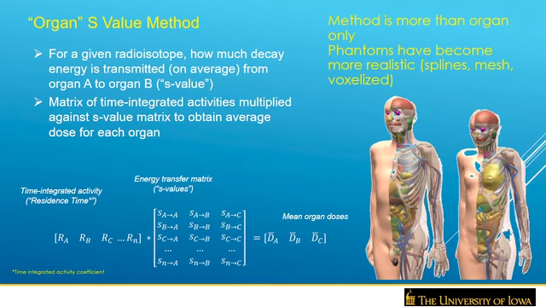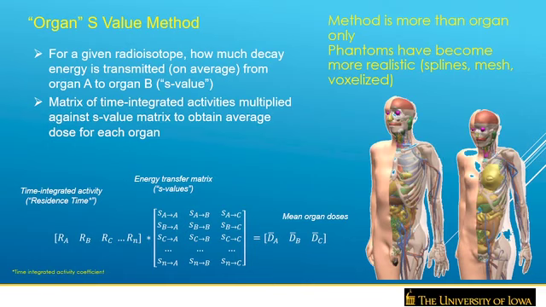And the other thing I want to show you here is that the phantoms used for these calculations have evolved tremendously. Now they are much more realistic. You have spline models, mesh models, voxelized models. And the other thing that I want to mention is the common misconception that this only works for organs, whereas actually the S-value method works for any region that you care to define. Most of your software will only be concerned with organs, but this is much more versatile than the other method.